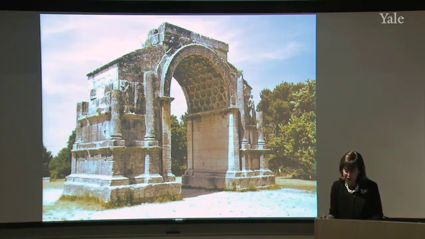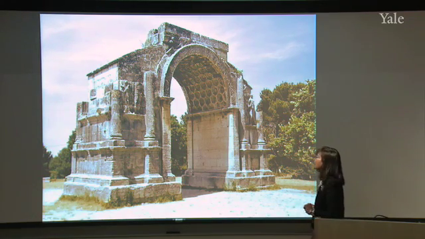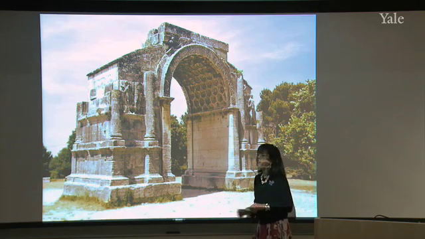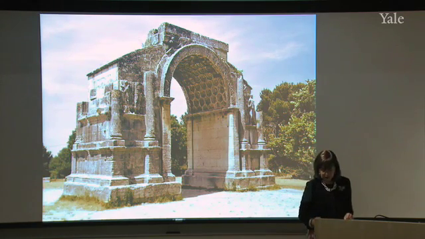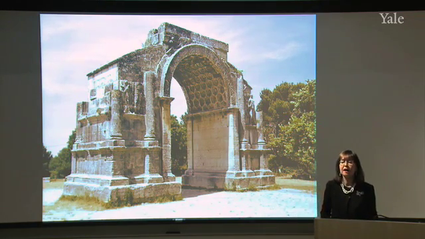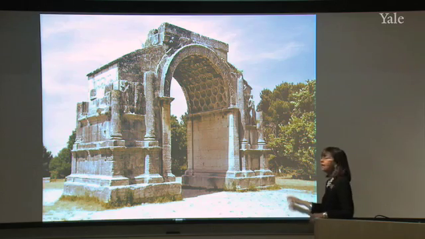And I want to turn to a couple of those now. The arch at Saint-Rémy, also in the south of France. You see it here. It dates to around 20 BC. And it probably served as both an arch in honor of these victories that Augustus celebrated here, but also as a gateway into the city.